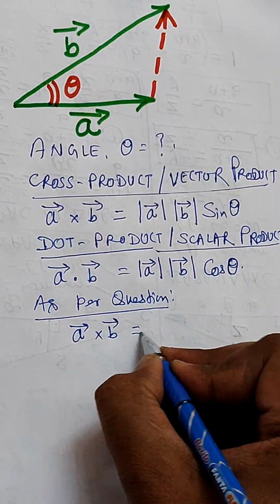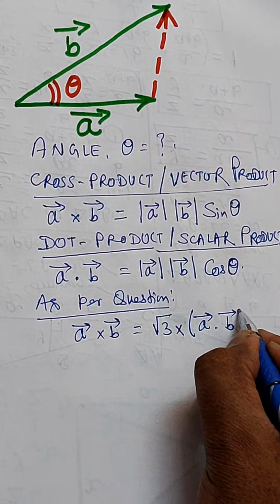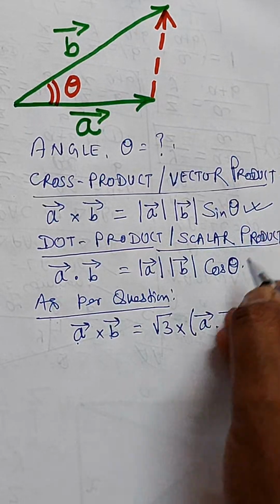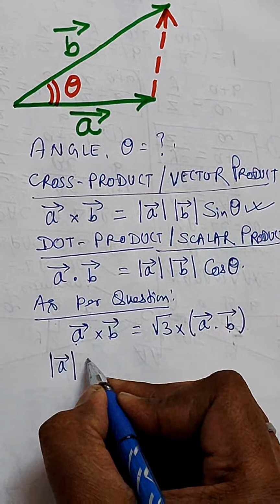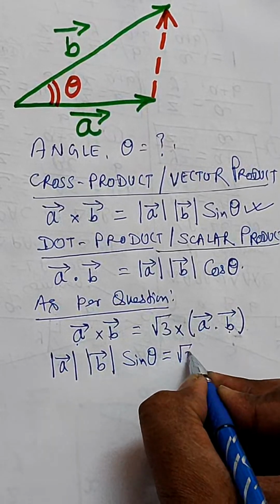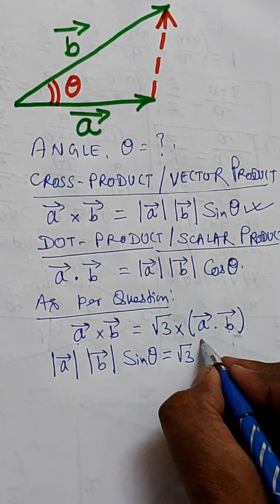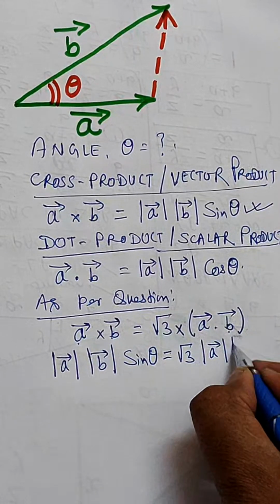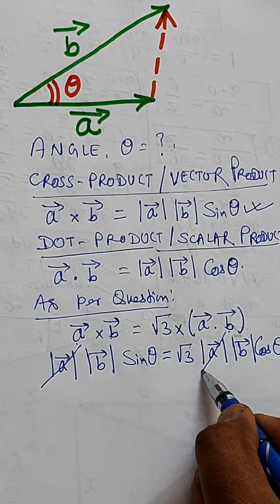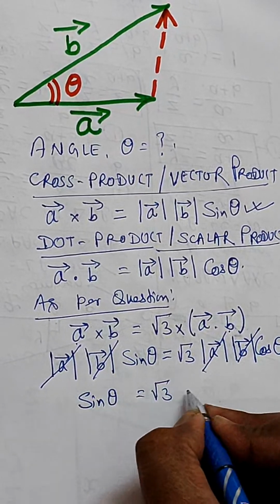of these two vectors is equal to root 3 times the dot product of these two vectors. Now we need to calculate the value. Since A cross B is magnitude of A, magnitude of B into sine theta, this will be equal to root 3 times the dot product of A and B, which is magnitude of A, magnitude of B cos theta. On the LHS, magnitude of A will be cancelled with A and B will be cancelled with B. So we are left with sine theta equal to root 3 times cos theta.